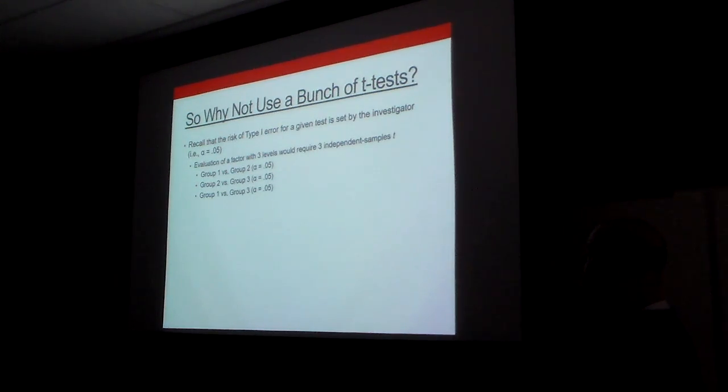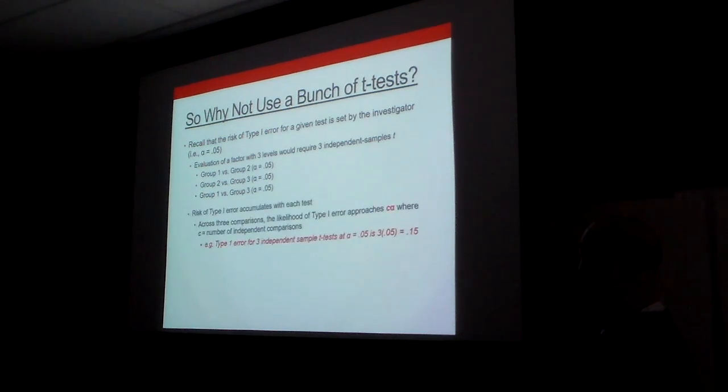So if I have a factor with 3 levels, drug A, B, and C, I could look at pairwise differences across those groups, but it would take me 3 independent sample t-tests in order to get this. I would have group 1 versus 2, group 2 versus 3, group 1 versus 3, right? And what happens is our risk of type 1 error, our chances of making a type 1 error across any one of those sets of tests, starts to increase, it starts to compound, right?